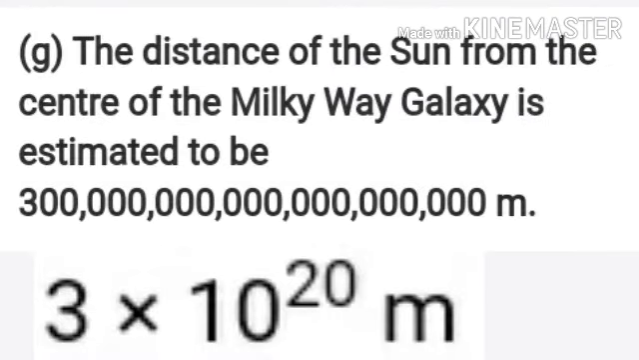G. The distance of the Sun from the center of the Milky Way galaxy is estimated to be a very large number, so we write it in standard form: 3 into 10 to the power 20 meter. After 3, there are 20 zeros. So the decimal will shift 20 places to the left, and the decimal is put after one digit. So 3.0 into 10 to the power 20 meter. So the distance of the Sun from the center of the Milky Way galaxy is estimated to be 3 into 10 to the power 20 meter.